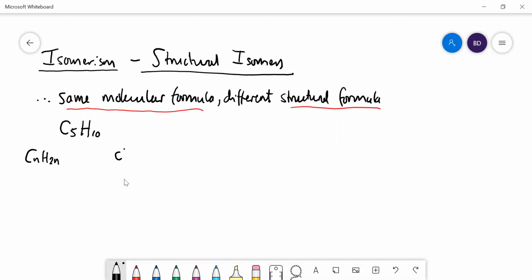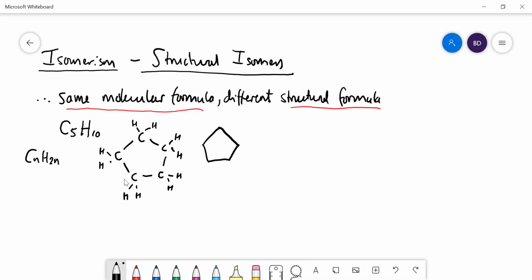cyclopentane. Okay, so I'll draw out the full structure. 2 hydrogens on each one, which I should put in. Okay, or we could have, so if we draw the skeletal formula of that, which is much easier, we draw it like that. We could also have, so I'll draw a box around that.